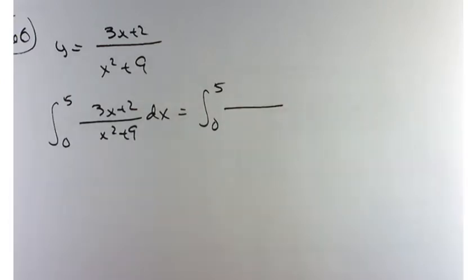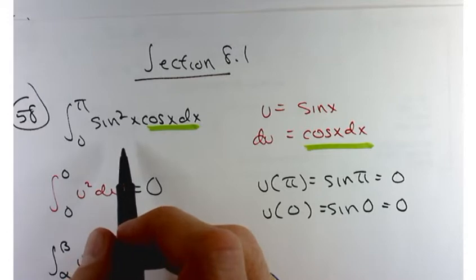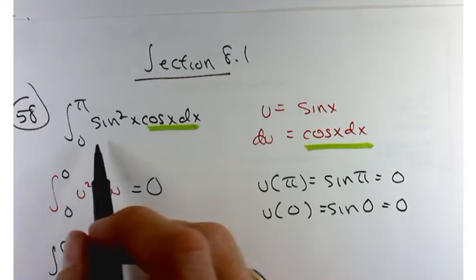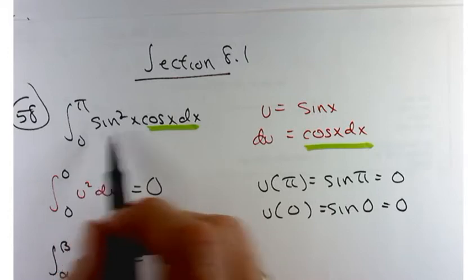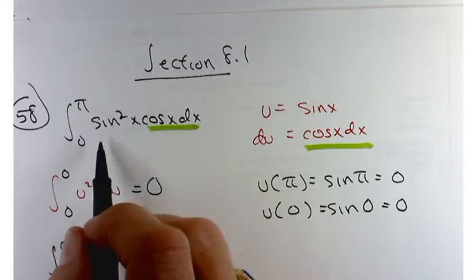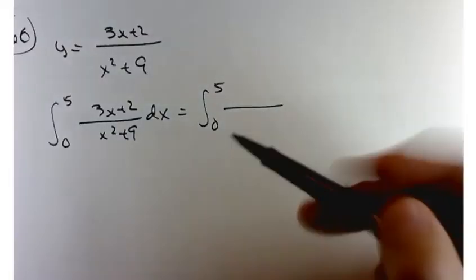Well, let me go back and take a quick look at problem number 58. A lot of what you're going to do when you're doing your u substitutions is look for part of your function which is a derivative of another part. Like cosine is a derivative of sine. So, okay, how does that apply here?